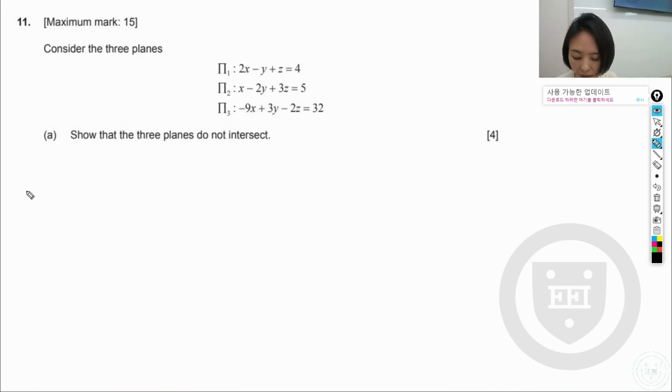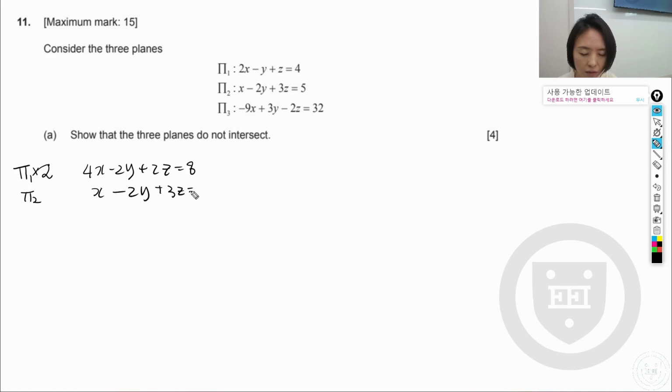First, I'll combine pi1 and pi2 to eliminate y. So I multiply pi1 by 2, which gives 4x minus 2y plus 2z equal to 8. And pi2 is x minus 2y plus 3z equal to 5. If we subtract, we get 3x minus z equal to 3.